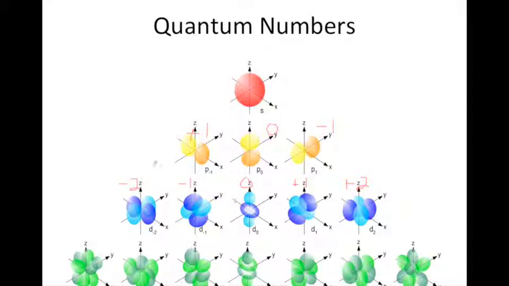Now again, which is which corresponds to which m sub L value doesn't matter, but you do want to appreciate that each of these orbitals has its own unique m sub L value. And they tell us, of course, how many we have of a particular type and its spatial orientation.